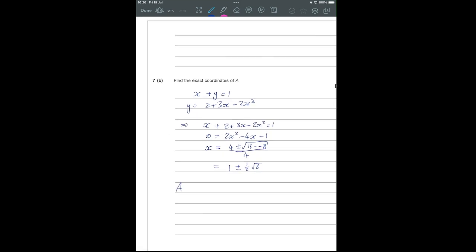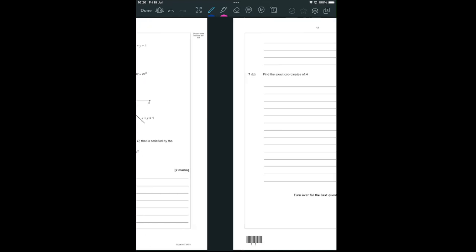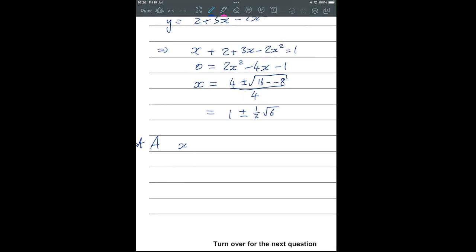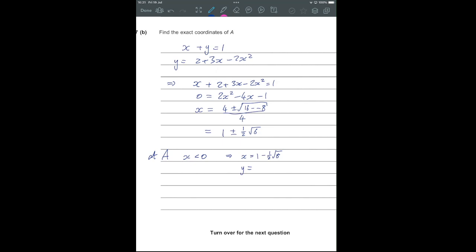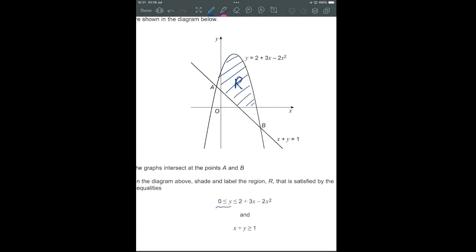Now at A, my x coordinate is negative, less than 0. So the x that we're going to use is 1 minus a half root 6, which you can check is negative. And then y, well, we know that x plus y equals 1, so y would have to be a half root 6. And that appears to be roughly correct. A has a positive y coordinate.